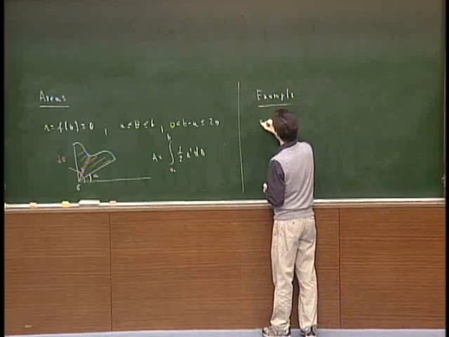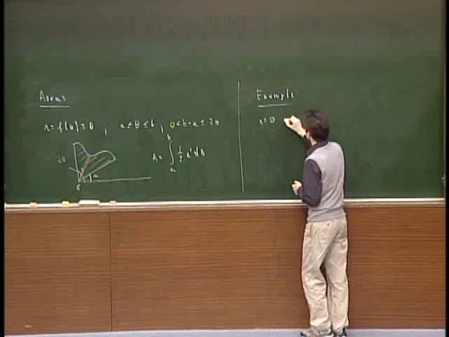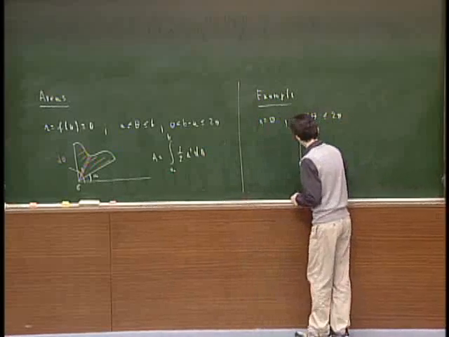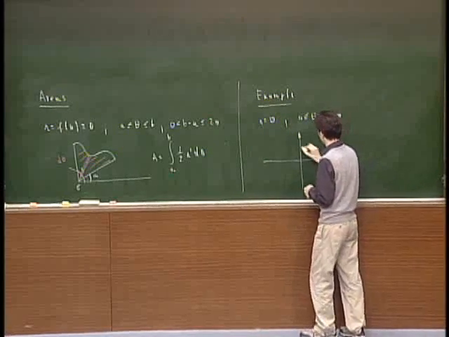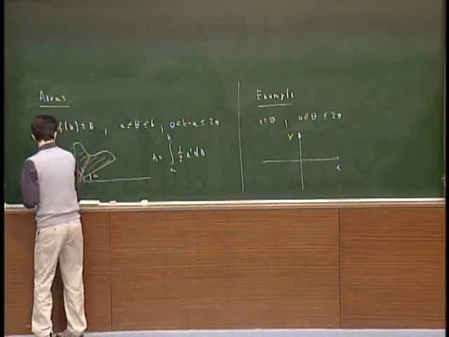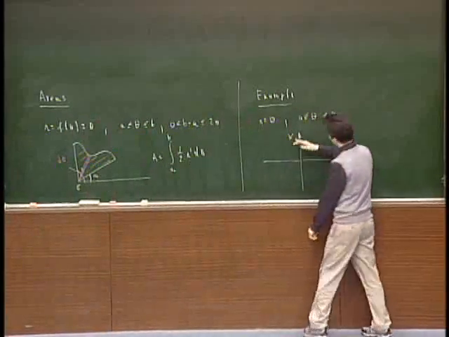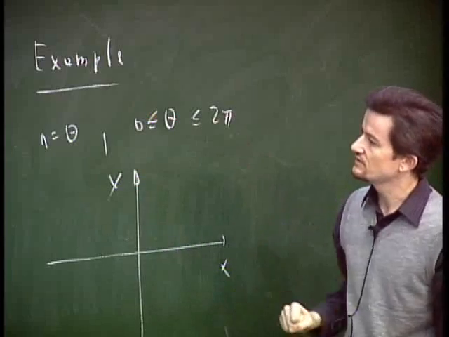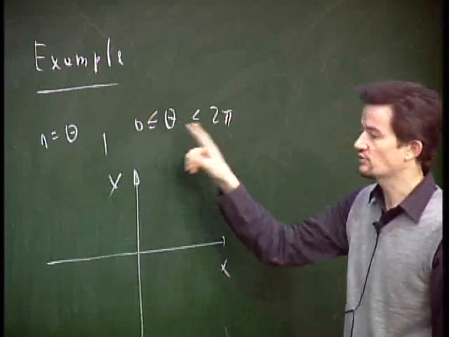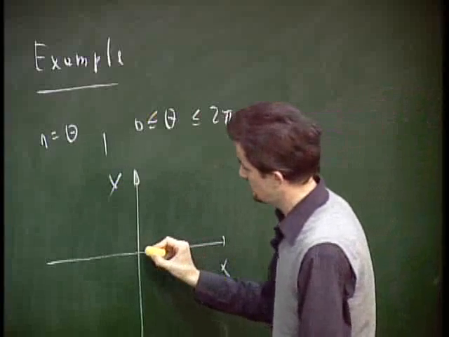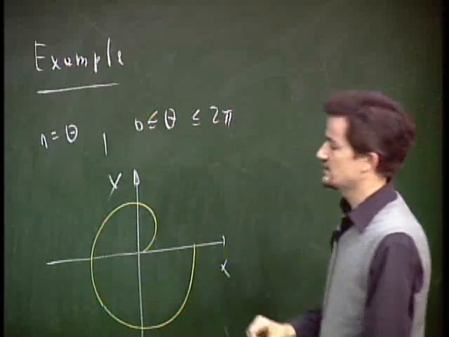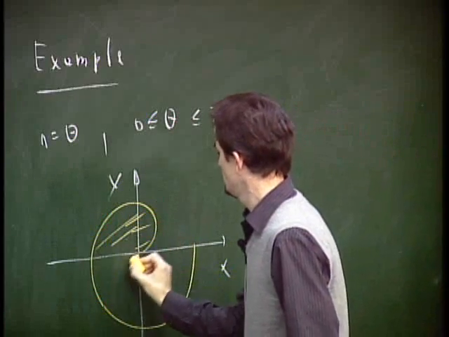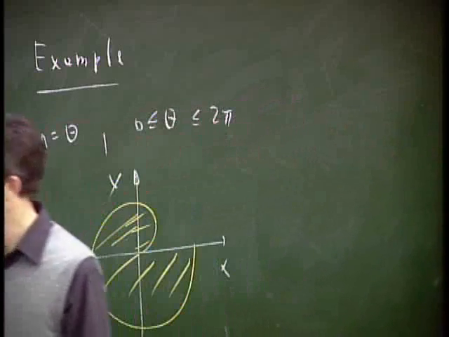A very easy example would be this one: r is equal to theta, where theta is between 0 and 2 pi. So if we plot the polar curve, here we have x and here we have y. As theta is increasing, so theta starts at 0 and increases to 2 pi, r is increasing at the same time also from 0 to 2 pi. So this curve looks like this here. And what we want to find is, what is the area enclosed by this curve here?